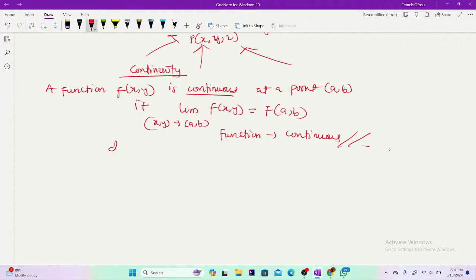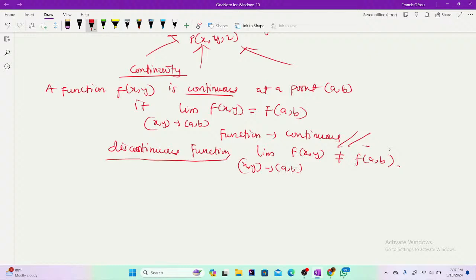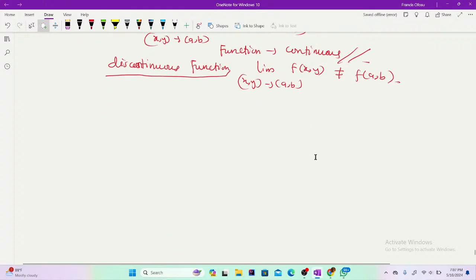So in this manner, a discontinuous function will be the other way around. For a discontinuous function, the limit as (x, y) approaches (a, b) of f(x, y) is not equal to the functional value f(a, b). Once this condition doesn't hold, once your limit is not equal to your functional value, it means that our function is discontinuous at the point (a, b). There is discontinuity. As I was saying, the continuous function will have the limit being equal to the functional value. So have this in mind as we approach solving some problems.